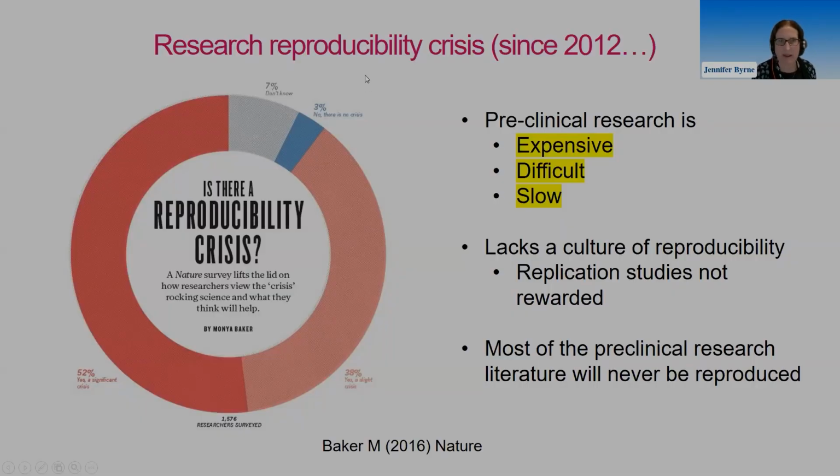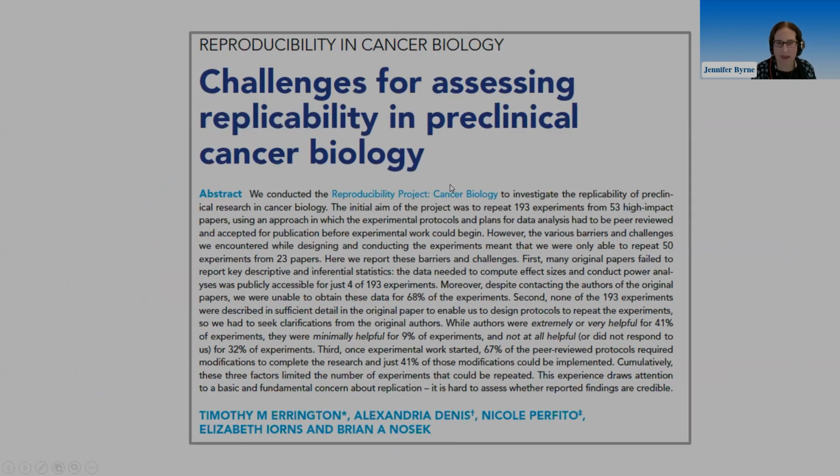So here we're talking about the reproducibility crisis in research, and beyond our inability to reproduce studies, there's an additional problem in biomedical research in that we largely lack a culture of reproducibility, and that's because preclinical research, as many of you will know, is expensive, it's difficult, it's slow, and because of those factors, original research is prioritized over replication studies, which are not prioritized or rewarded. So a lot of the preclinical research literature will never be reproduced. But certainly when people attempt to reproduce it, they run into all sorts of problems.